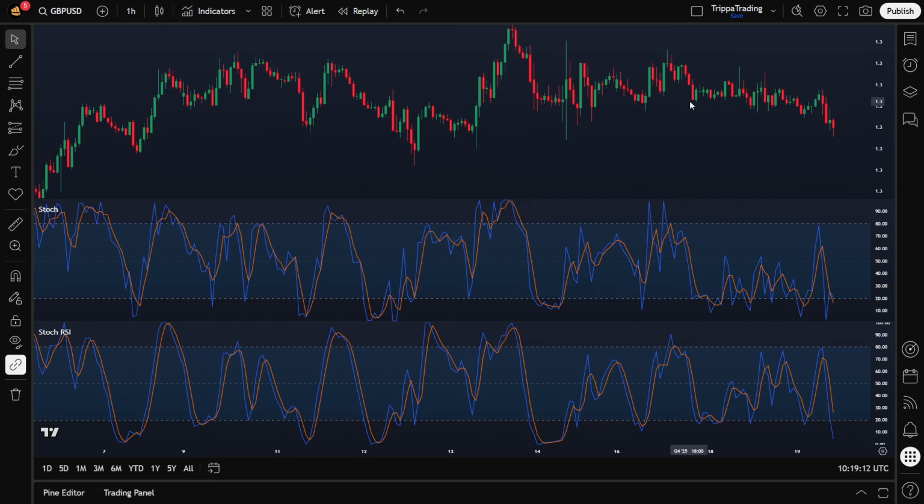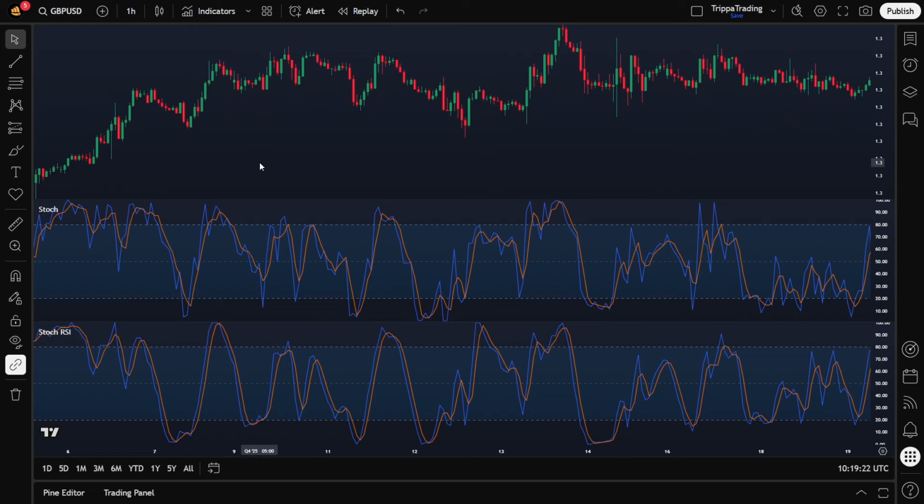These two will work together. Stochastic RSI will give us the main trend direction, and the normal stochastic will give us the actual entry timing during pullbacks. Now, let's set them up properly.